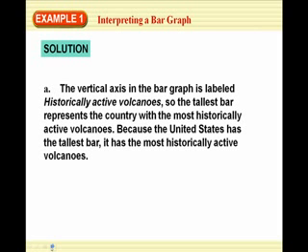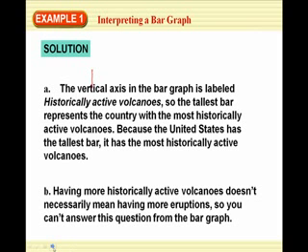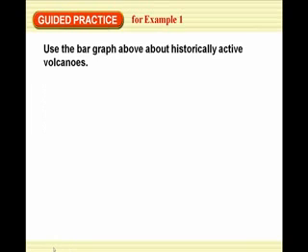Okay, so look at their solution. It says the vertical axis, which is the y-axis. Vertical means it's going up like this. It's labeled historically active volcanoes, so the tallest bar represents the country with the most historically active volcanoes. Because the United States has the tallest bar, it has the most historically active volcanoes, so you would write example 1A, US. B, again, having the most historically active volcanoes doesn't mean you have more eruptions, it just means they are active, but they don't always erupt. So you can't answer that question from the bar graph.